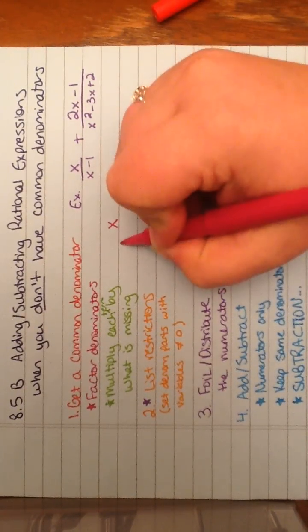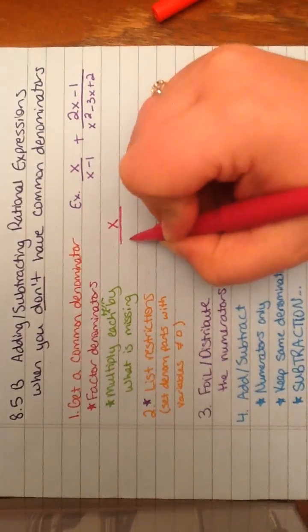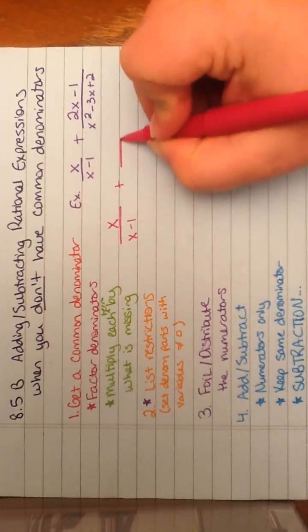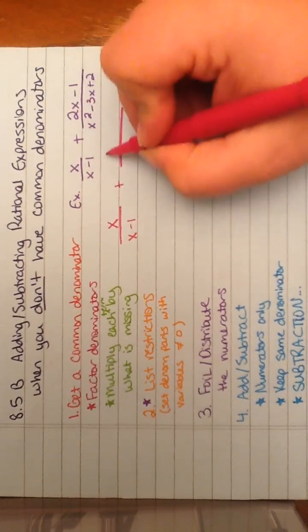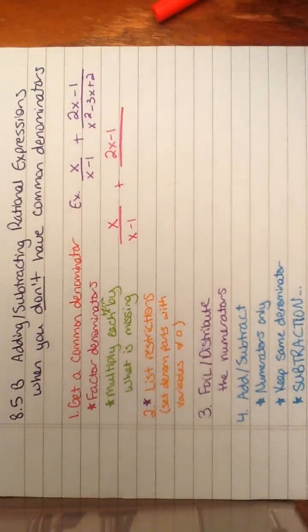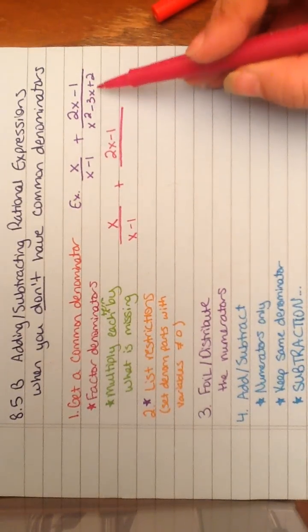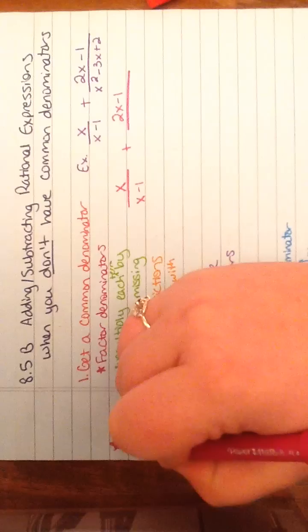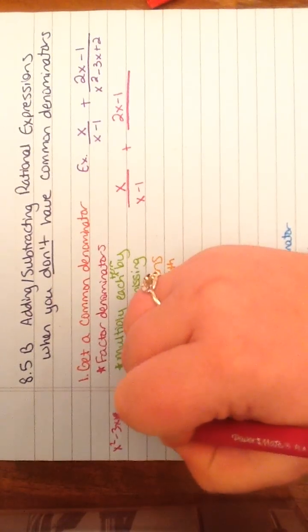So x divided by x minus 1 doesn't have any common factors, so I'm just going to leave it. 2x minus 1. Okay. Now here I have x squared minus 3x plus 2. So over here I'm going to factor that. X squared minus 3x plus 2.